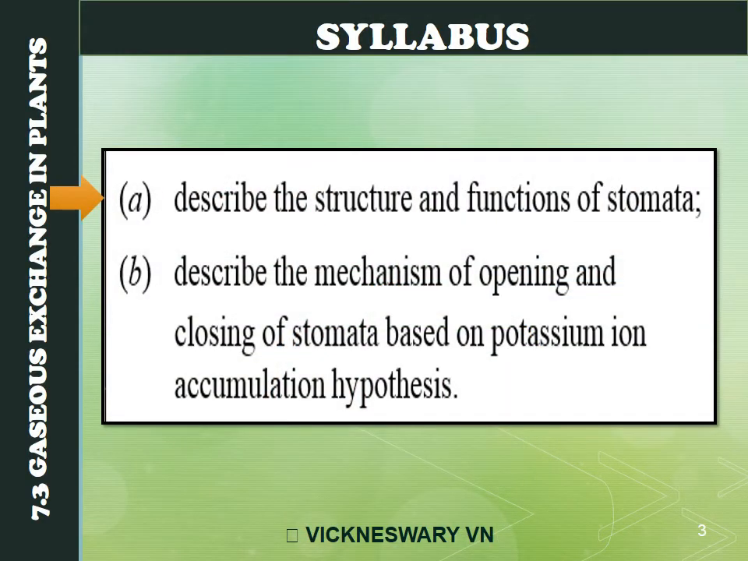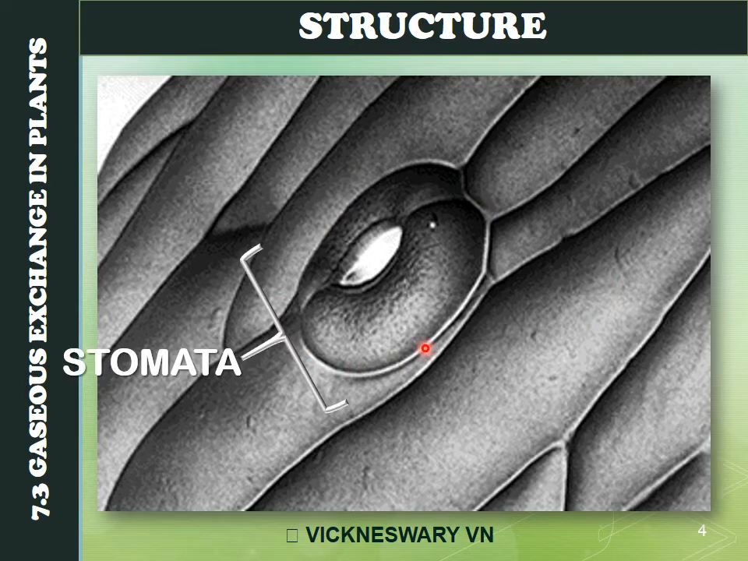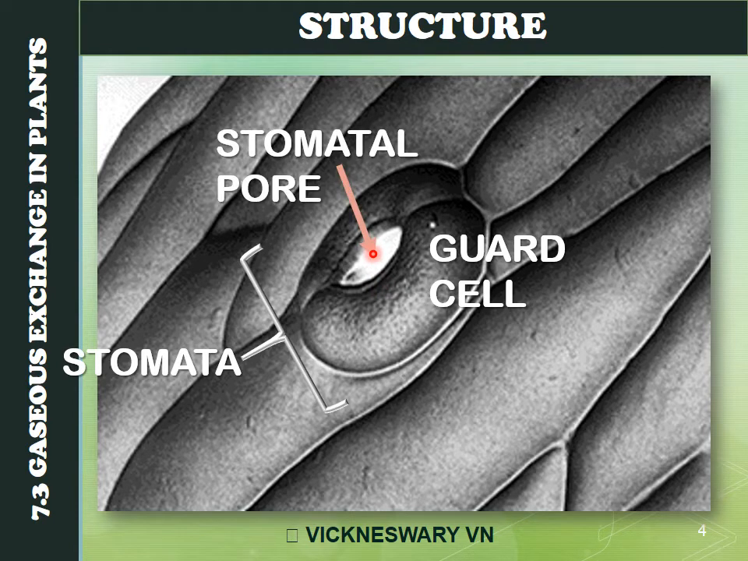In the syllabus, we are going to learn to describe the structure and function of stomata. I'll start with structure. This is an image of the leaf using a high power microscope. These cells here are the epidermis cells of the leaf, and over here you see the stomata. Stomata is actually made up of two guard cells, and you see the center here is the stomatal pore.